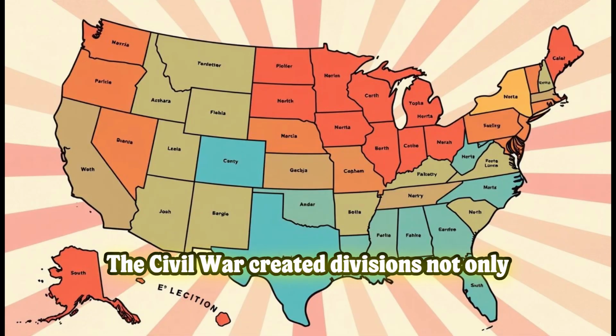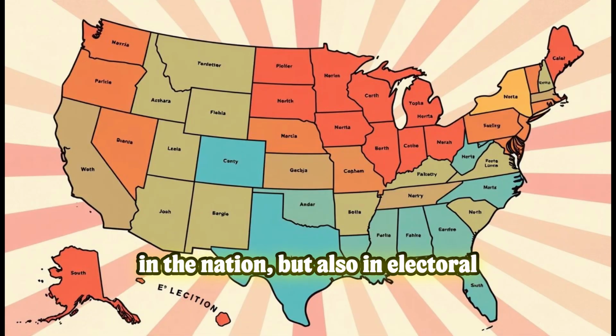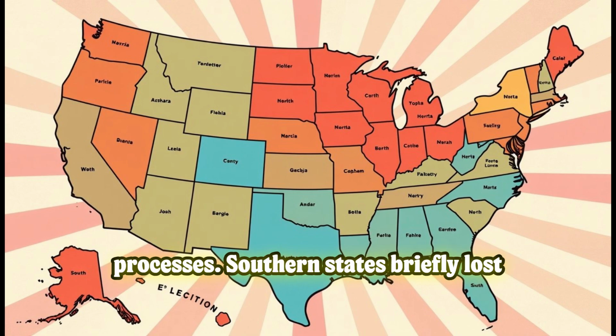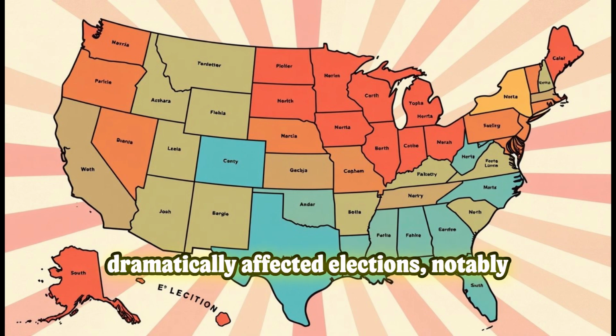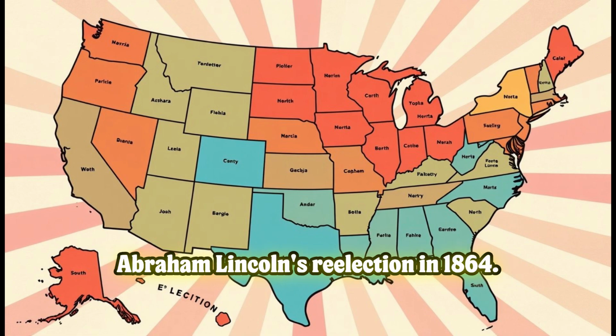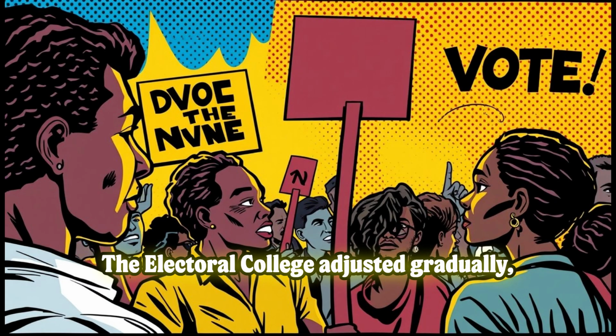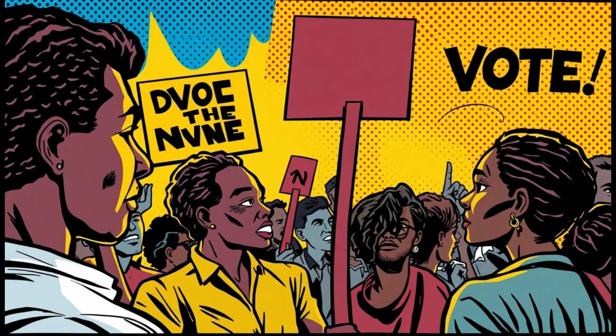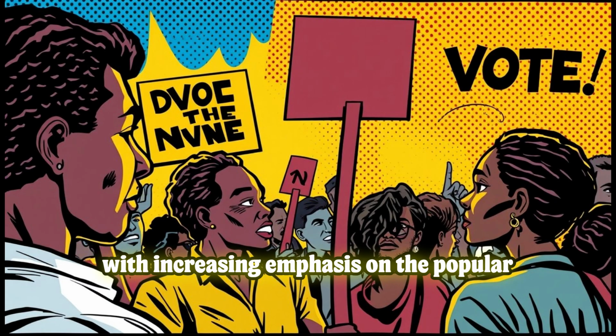The Civil War created divisions not only in the nation but also in electoral processes. Southern states briefly lost electoral representation, which dramatically affected elections, notably Abraham Lincoln's re-election in 1864. The Electoral College adjusted gradually, with increasing emphasis on the popular vote.